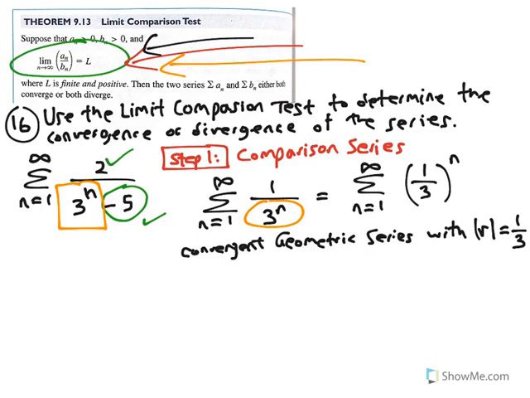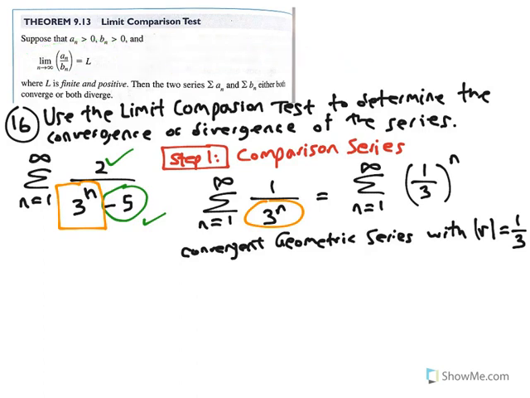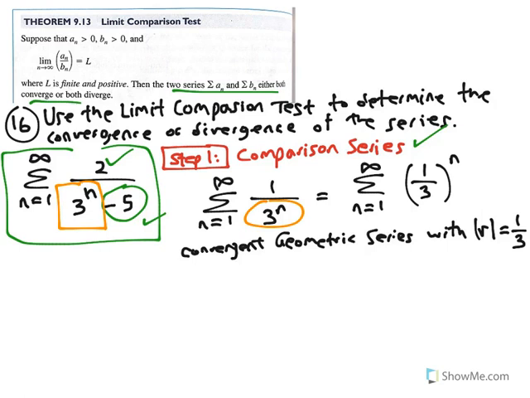But this is a geometric series with absolute value of the common ratio equal to 1/3, which is between 0 and 1, so our comparison series converges. The next step is the following. You have to take the limit of the quotient of the nth terms of the two series as n approaches infinity. And if that limit is finite and positive, then we may conclude by the limit comparison test that our series for number 16 must converge, because the comparison series converges, so the series that we're considering must also converge.